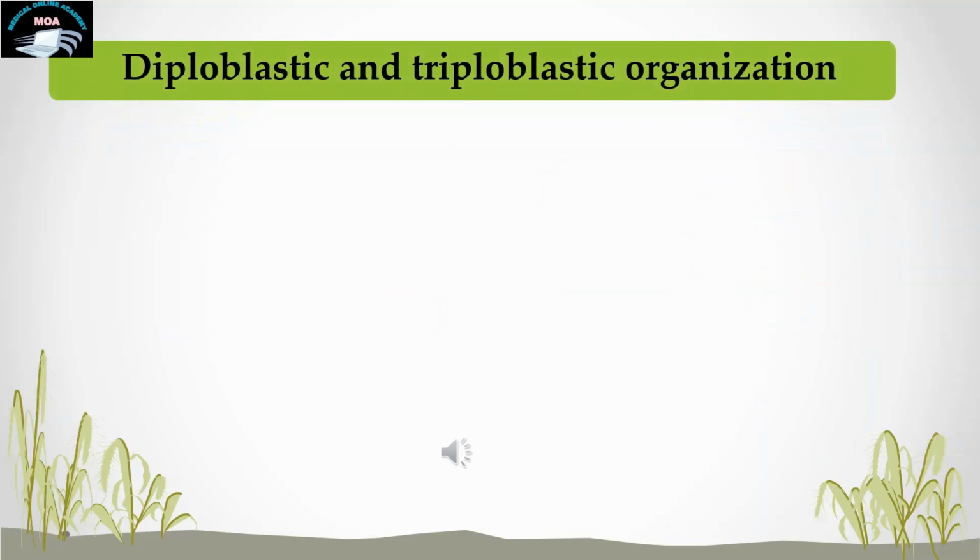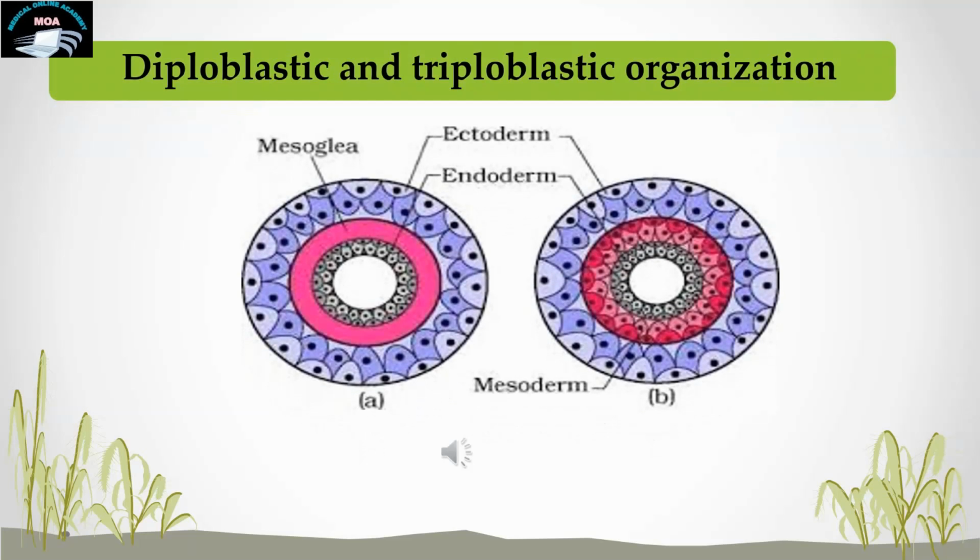Depending on germ layers, animals are classified into 2. They are diploblastic and triploblastic animals. 1. Diploblastic animals. These are animals in which the cells are arranged into two embryonic layers, an external ectoderm and an internal endoderm. Examples: porifera, coelenterates, and ctenophores.